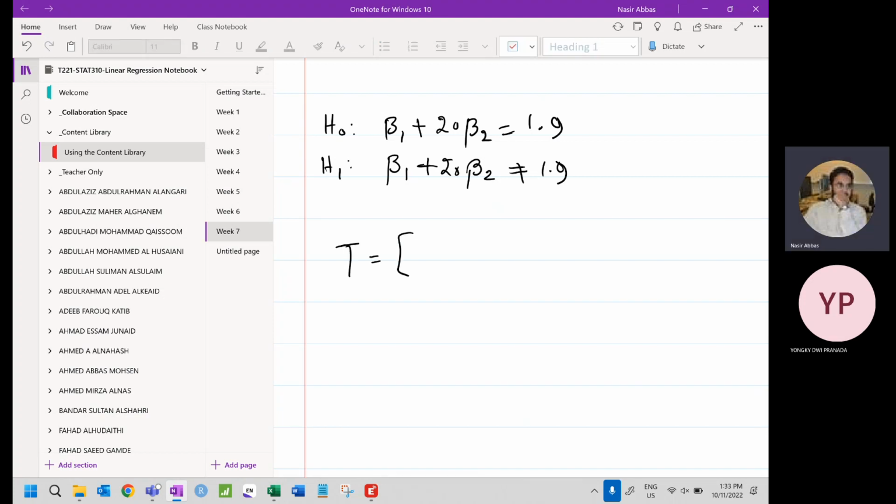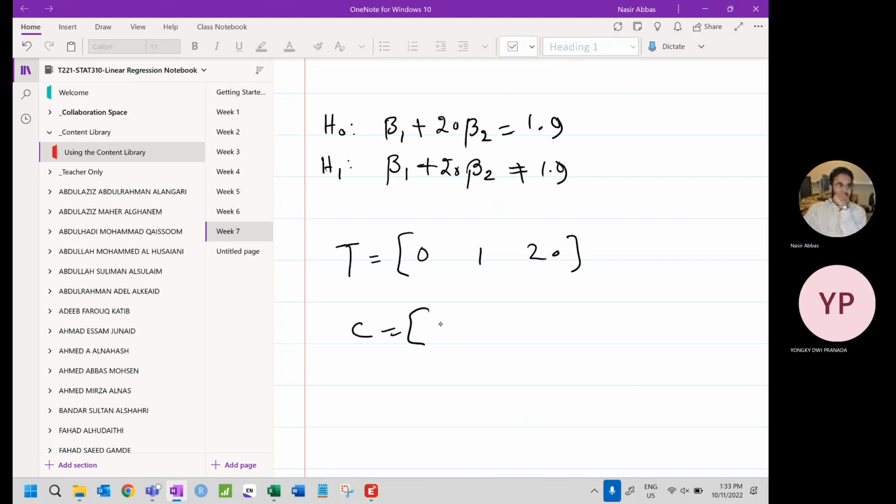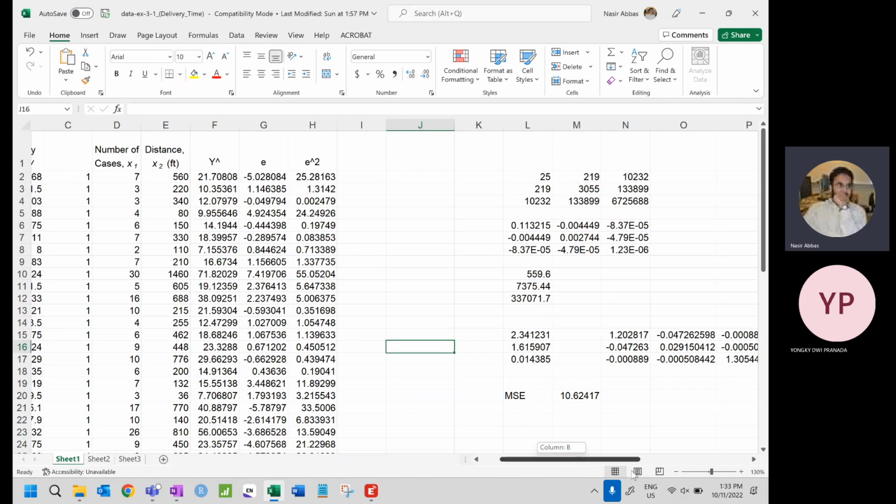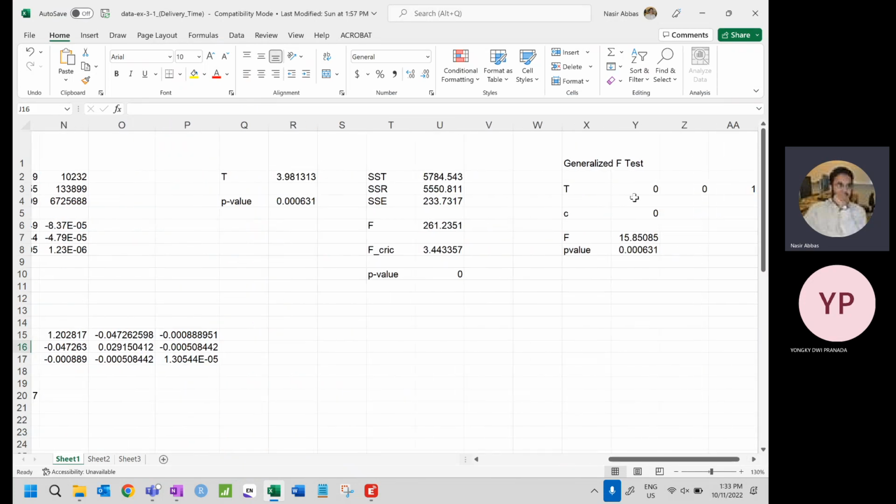What will be the T? Anyone who wants to practice for T, raise your hand. Yes. 0, 1, 20. Just one condition. These are not two conditions. So there will be only one row. 0, 1, 20 and C will be 1.9. You just have to change the row and everything is already done.